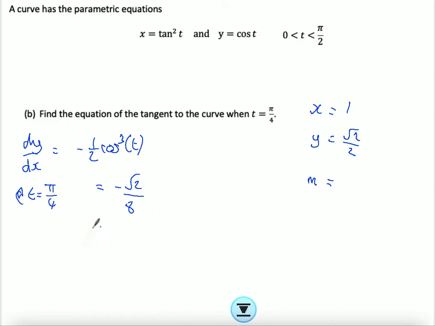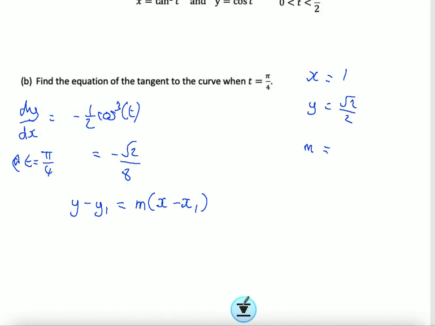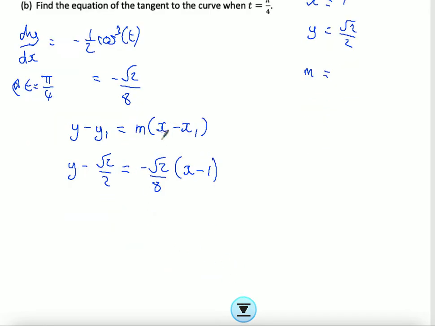So now we're going to substitute that into our formula, or I could substitute it into y equals mx plus c and work out what c is, but I certainly prefer this approach. I feel it's a little bit quicker. So we've got y subtract root 2 over 2 equals negative root 2 over 8 x take 1. That's a reasonable way of leaving it.